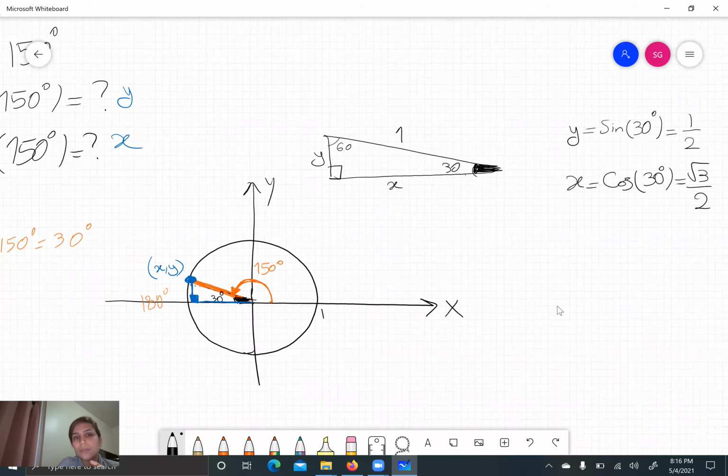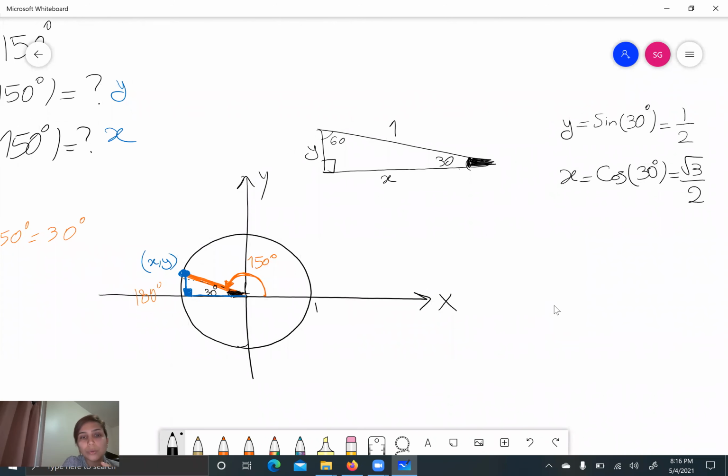Now, the only tricky part is to pay attention to the sign, because here we are in the second quadrant. So the x value is negative. So the x value is negative square root of 3 over 2. But the y value is positive, you see. So I can keep the positive half. That's it. You saw it?